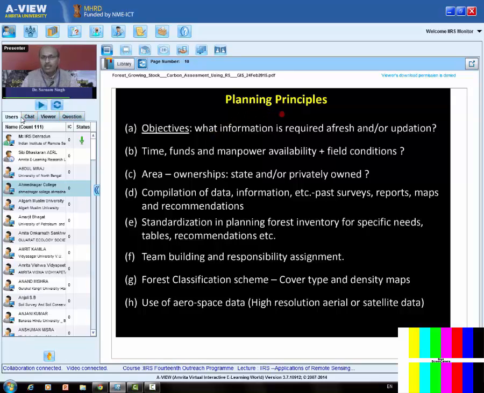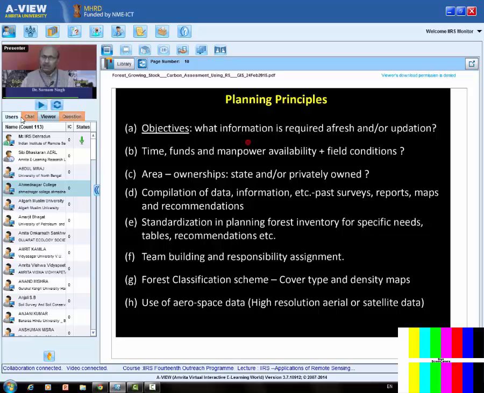Let us come to the main aspect of the growing stock assessment. So we'll start with the planning. How do we prepare to go for the inventorization? Let us say first, I have put them in order. First is the objective. We need to decide what information is required, because a lot of information may already be available in your records. So we should look only for that information which has to be collected afresh, or the old maps, growing stock maps or carbon maps, whatever is available, need to be updated. So first thing is the objective has to be very clear.